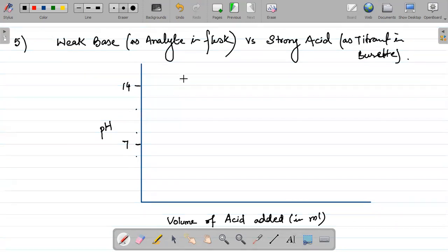So initially, inside the flask we have a weak base, and then we are adding the strong acid slowly and slowly, okay? So it is going to start from somewhere upward, maybe from here, and here also the initial phase is going to be something like this, the curvy part, and that is again because of buffer formation. Now this time again we can very easily see that there is a situation where a buffer system is being created.